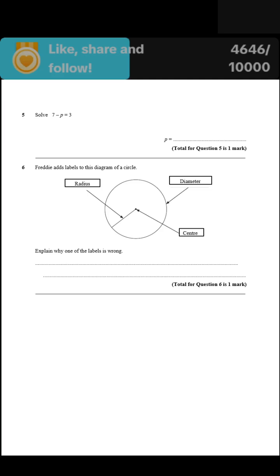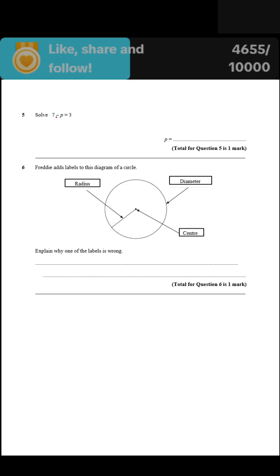On to question 5, so we're asked to solve. So we have 7 take away p is equal to 3. So 7 take away a number is equal to 3. Now, some of you will just know the answer straight away. You can just look at it and say, well, p is this. But you might struggle. Now, if you do, what we can do is just solve this equation.